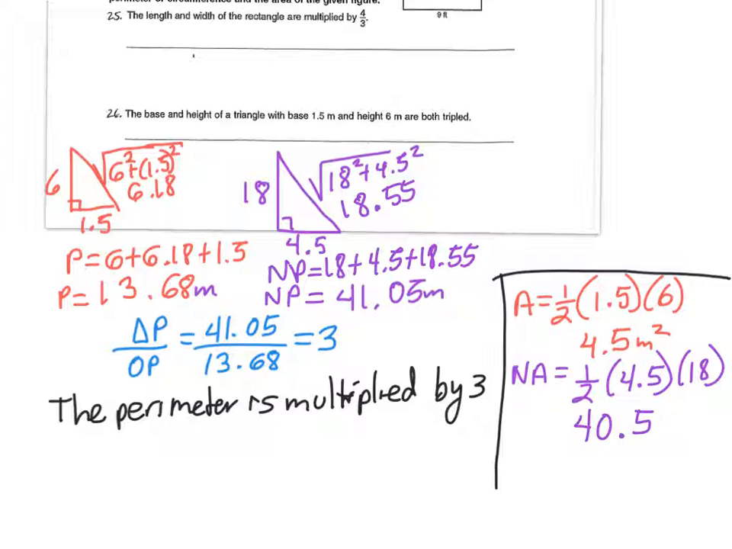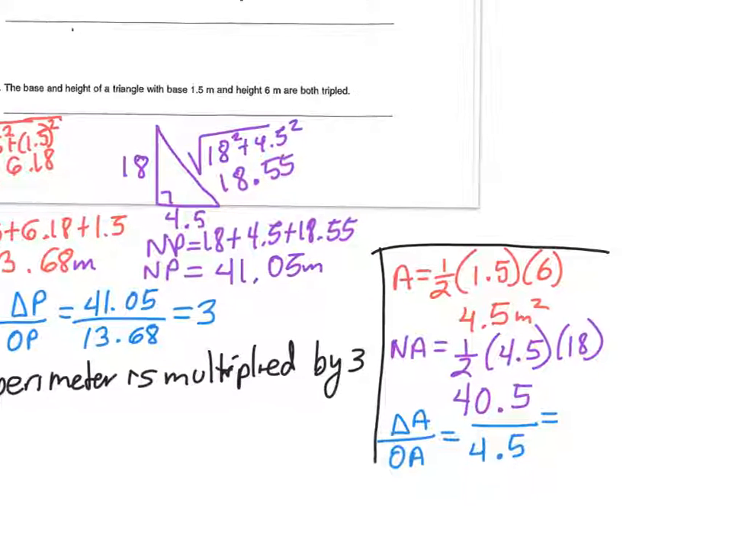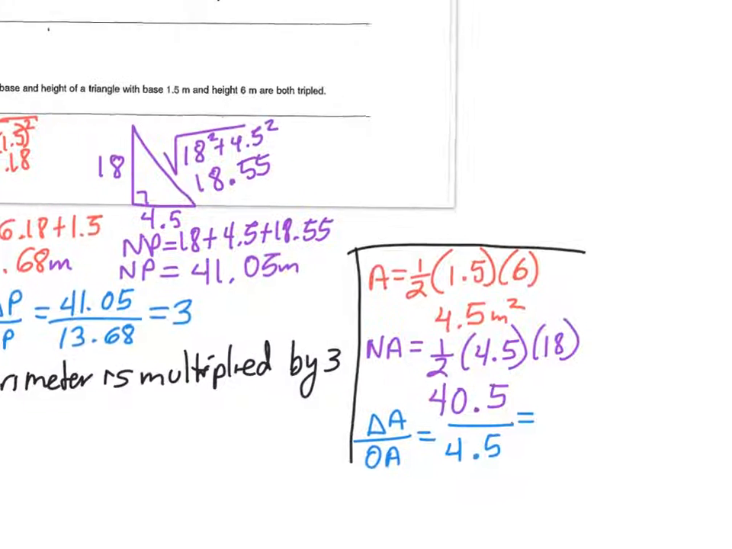And then when you compare those two, you're going to put the change on top, so the changed area over the original area. That is 40.5 divided by 4.5. And that equals, yes, that is equal to 9.